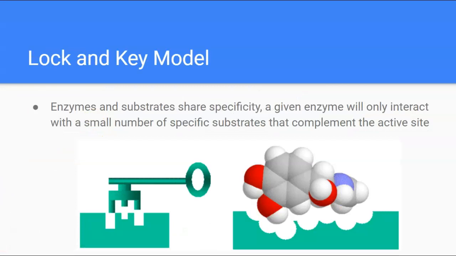So there's 2 versions of how the substrate and enzyme combine. There's the lock and key model, which is what was used for many, many years. It's this idea that enzymes and substrates share a specificity. There's an exact shape of the enzyme, there's an exact shape of the substrate, and so only specific substrates will be able to interact with specific enzymes. The enzyme has such a small number of substrates that it can work with that it's just so specific.